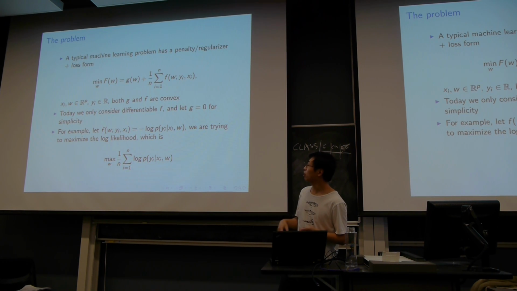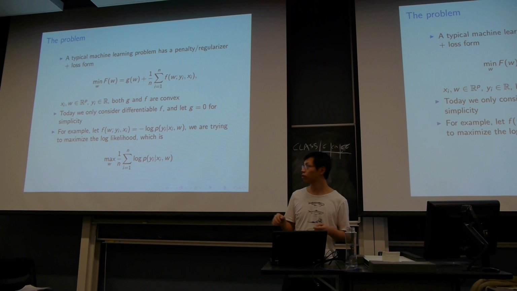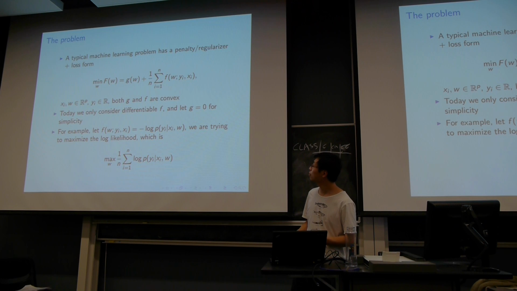And the second term is 1 over n times the sum of f(w; xi, yi). We usually call it the loss term. It is the loss if we get the wrong prediction. So we have two terms here. W is a p-dimensional vector. We have n samples (xi, yi). xi is also a p-dimensional vector. yi is usually a scalar.